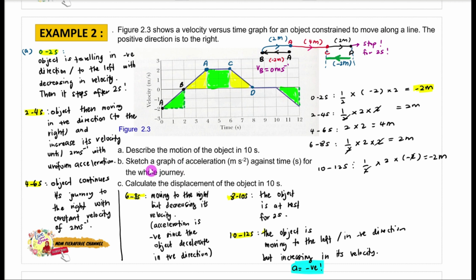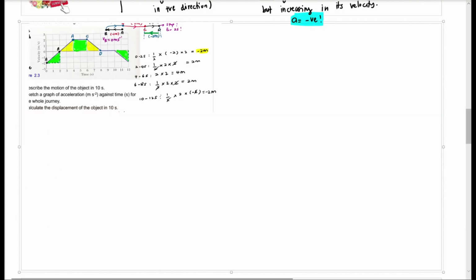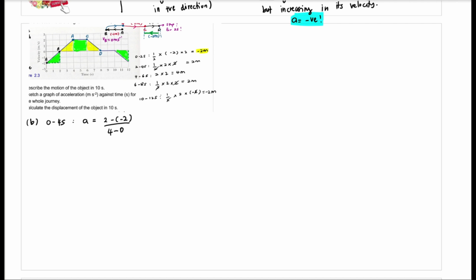So the question asks us to sketch a graph of acceleration against time. So we need to calculate first what is the gradient for each section here. For B we want to calculate the acceleration. We start with the acceleration from 0 to 4 seconds. So acceleration is V final minus V initial over the time interval of 4 seconds. So the acceleration is positive 4 meter per second squared.